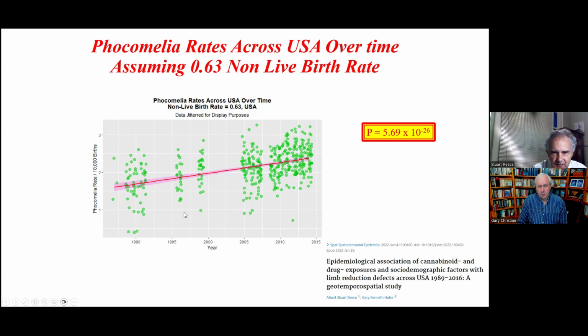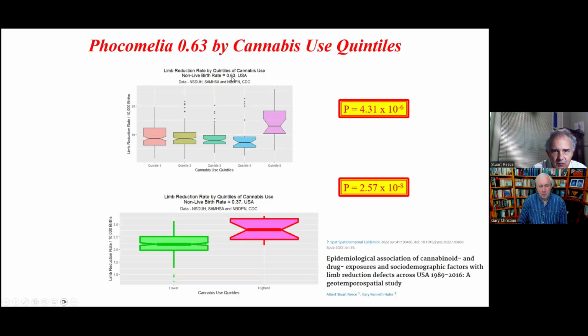So assuming that's what's been happening in America, you can see there's a clear rise with time trend, which is highly significant. And if we look at the quintiles of cannabinoid exposure, this is 1, 2, 3, 4, and the fifth quintile, you see there's a big jump up to the fifth quintile, which is highly significant, much less than 0.05.